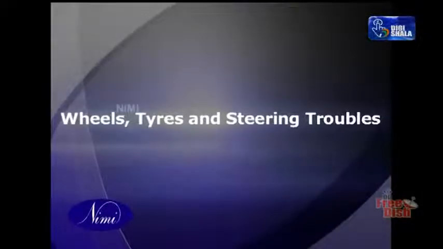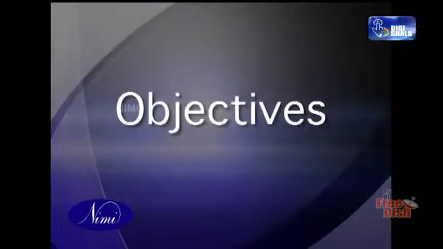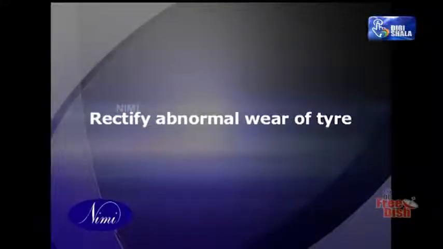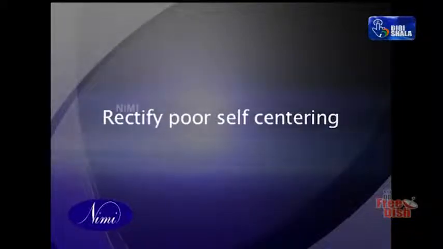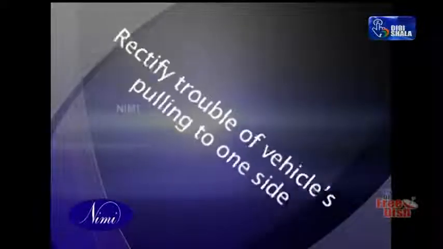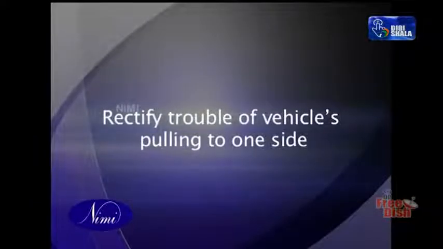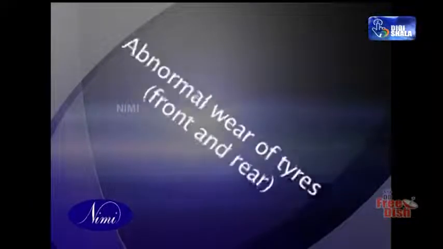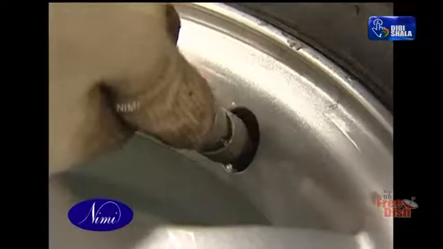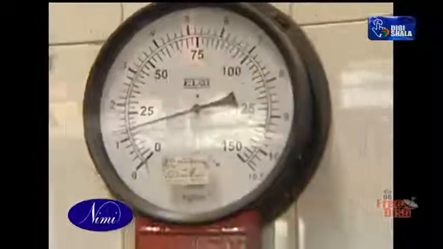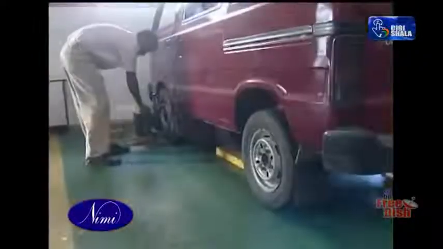Wheels, tires and steering troubles. Objectives: rectify abnormal wear of tire, rectify wheel wobbling, rectify poor self-centering, rectify hard steering, rectify trouble of vehicles pulling to one side. Job sequence: abnormal wear of tires, front and rear. Tire inflation: inflate if not inflated at correct pressure. Toe in, toe out: adjust if not adjusted correctly.